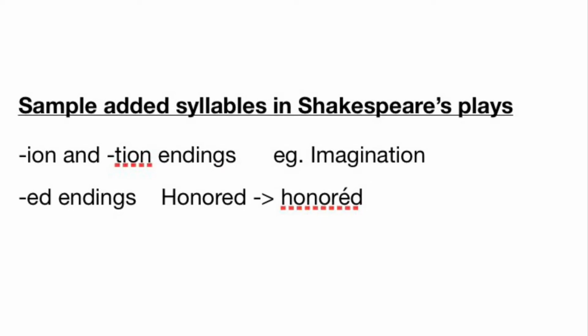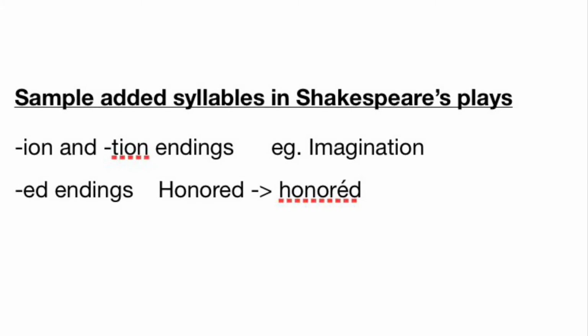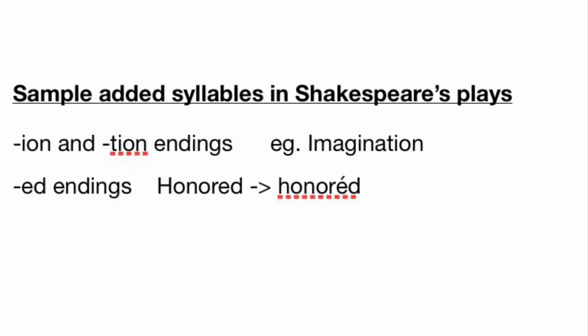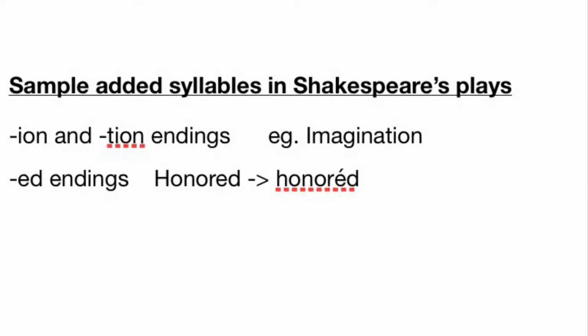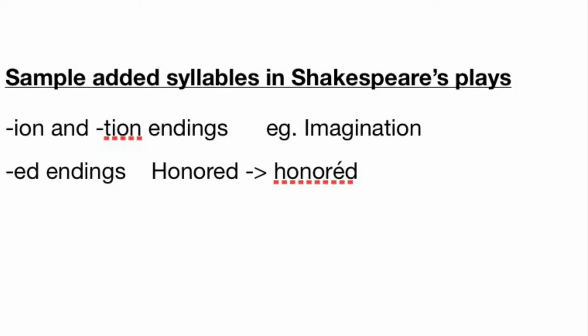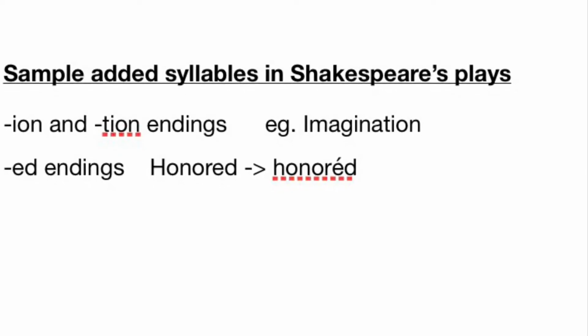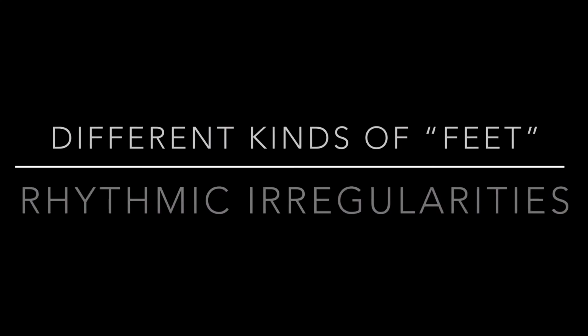Here are just a couple examples of syllables that we use to add on to lines of verse in Shakespeare's plays. As you can see, these ION and TION endings can be expanded, so imagination would become "imagination," giving you an extra syllable. The other most common one is our ED endings, like we just saw, where a word like honored would become "honored." So we know that there are irregularities in how Shakespeare constructed his verse, specifically deviating sometimes from iambic pentameter. In fact, there are different kinds of feet within Shakespeare's verse.